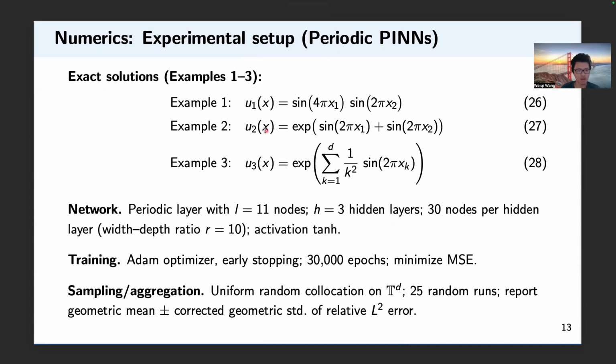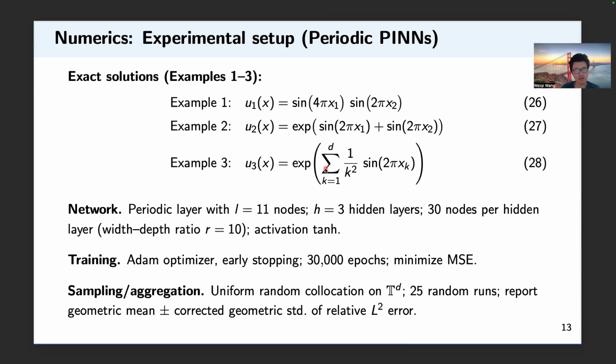The second example is the exponential of two sine functions. This provides a smooth function with only two variables, so strong anisotropy between different variables. And the third one, we test the exponential with all dimensions, where the weight decays with the index. I want to check a function that is active in almost all dimensions.